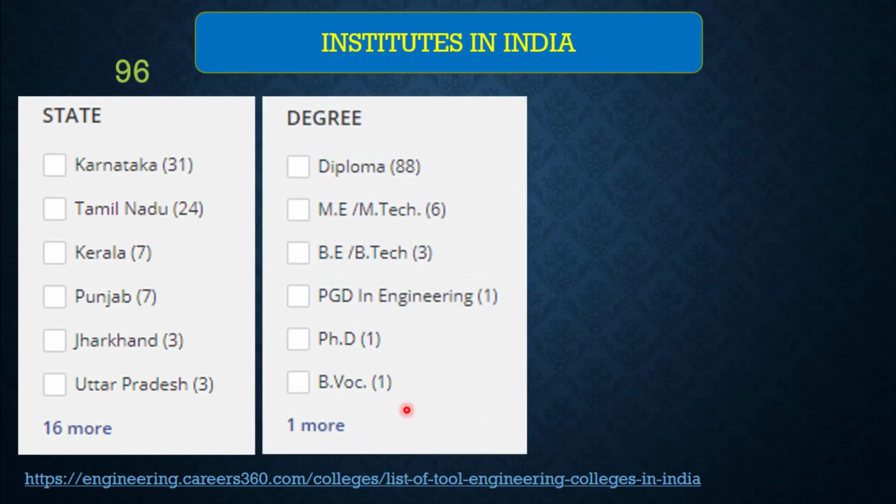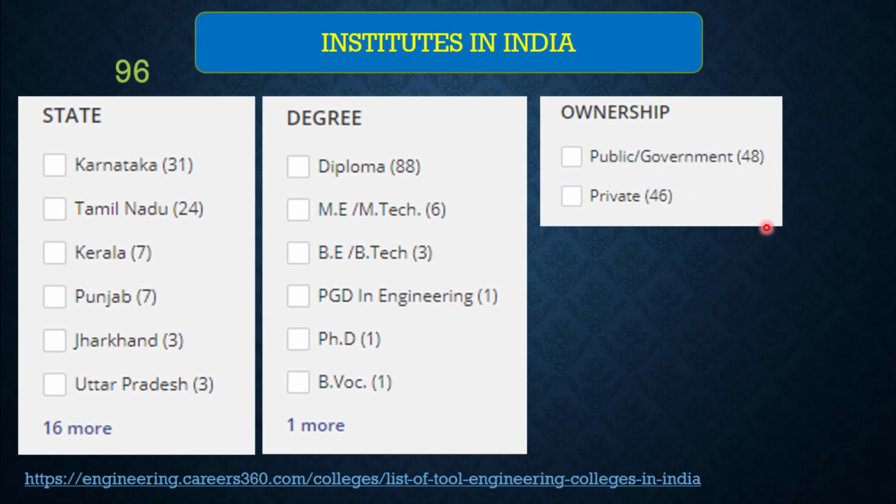And if you see the degree, it starts from diploma 88 and M.Tech 6, BE BTech 3, postgraduate in design and engineering 1, PhD 1, and bachelor vocational course 1, and there is one MS also.